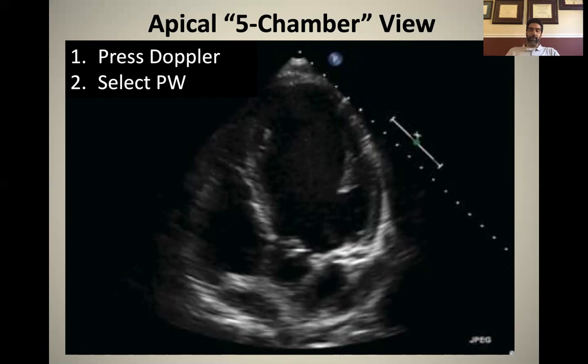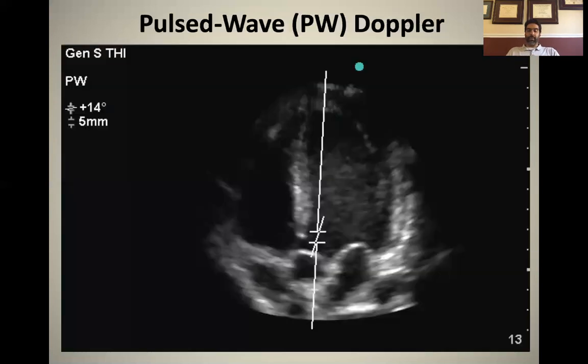You want an apical 4-chamber view where you're at the apex and where your septum is straight up and down. So when you angle into the 5-chamber, your angle into the LVOT will be as parallel as possible with your Doppler line. Okay? So I'll show you what that means. So you get this view, press Doppler, and you're going to select pulsed wave Doppler. When you select pulsed wave Doppler, you're going to get this line here with a little bracket in the middle.